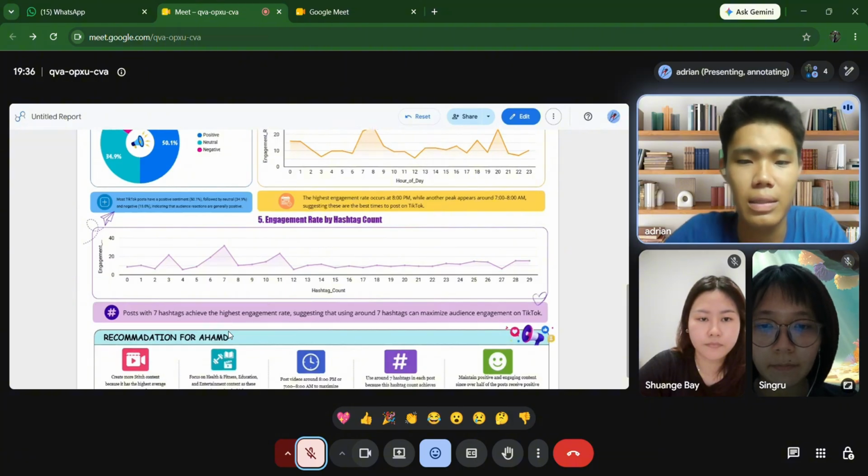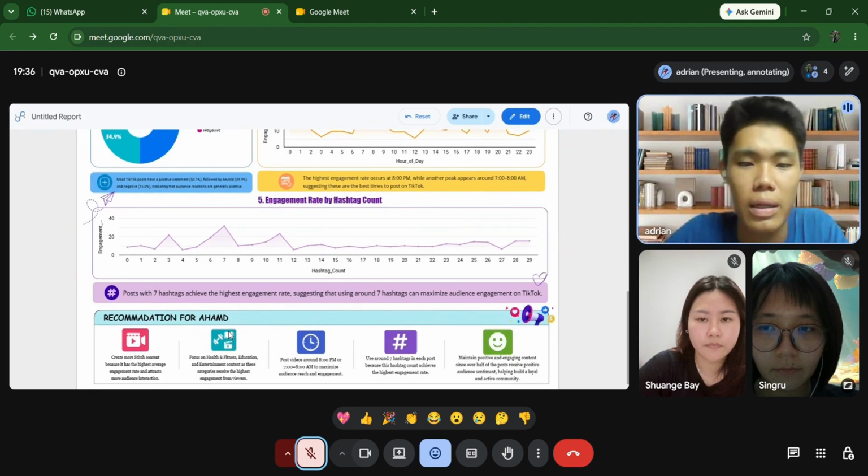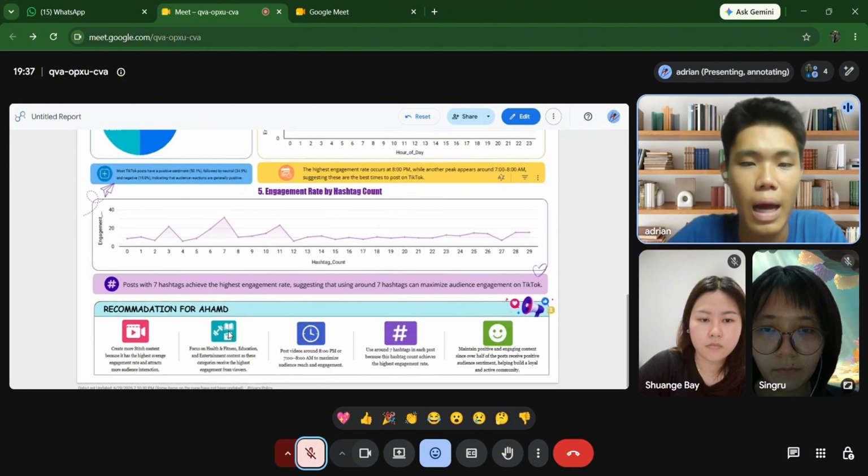So the last chart is the engagement rate by the hashtag count. This chart helps us understand how many hashtags are suitable for a TikTok post. For our analysis, posts with around 7 hashtags achieve the highest engagement rate. Hashtags are important because they help TikTok understand the topic of the video. They also help the content reach the right audience.